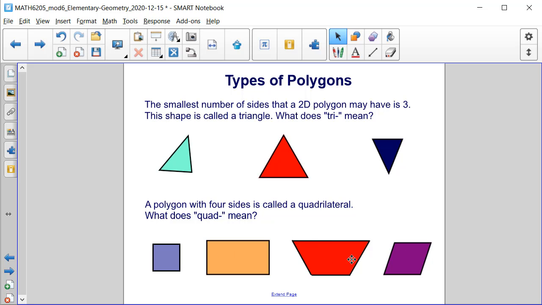All of these shapes have 4 sides. So quad stands for 4, and lateral means sides. So a quadrilateral is a two-dimensional shape that has 4 sides.